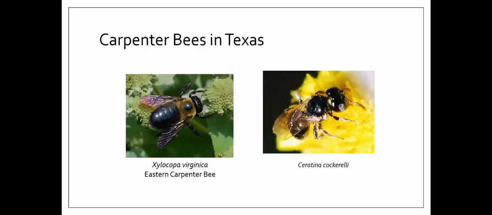Here are two very different carpenter bees that are found in Texas. On the left is the eastern carpenter bee, Xylocopa virginica. This is an example of a typical carpenter bee that is often mistaken for a bumblebee. Notice again, though, that its abdomen is mostly hairless and very shiny. On the right is a picture of a small carpenter bee. Note the difference in body shape to the carpenter bee on the left, as well as the lack of hair around its thorax.